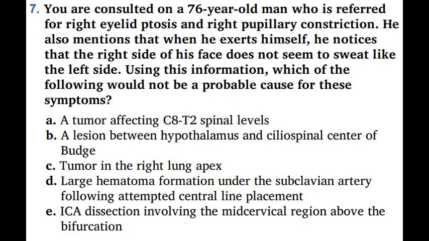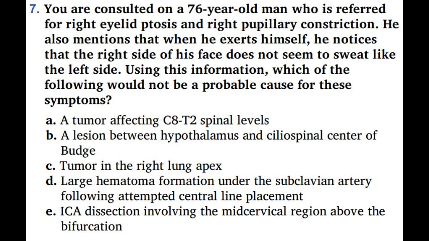But if you have a lesion or a dissection that affects just the ICA, that will not touch the sweat fibers, which are located alongside the external carotid artery, and that will spare them. So a patient with symptoms looking like Horner syndrome, right eye ptosis, pupillary constriction, and anhidrosis, most likely has a lesion located at that bifurcation. So option E is not a probable cause for these symptoms.